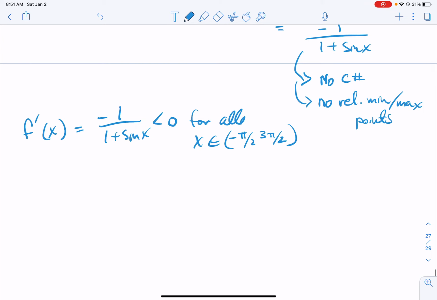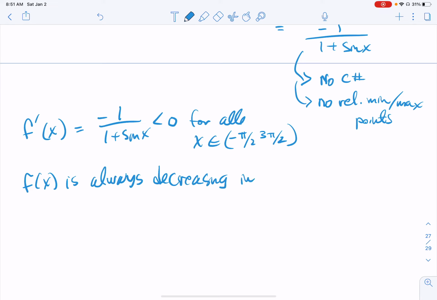Since our first derivative is negative for all values of x in that interval, then that means that f of x must be decreasing, strictly monotonic, decreasing in each one of those intervals. So it means f of x is always decreasing in each one of these intervals.